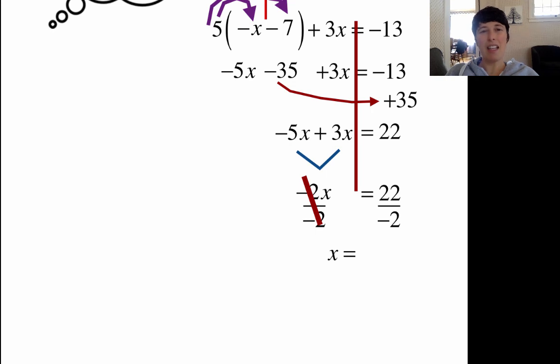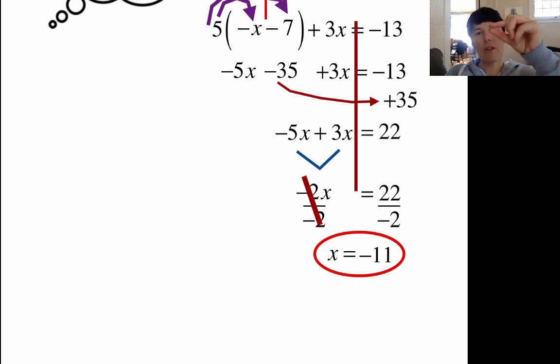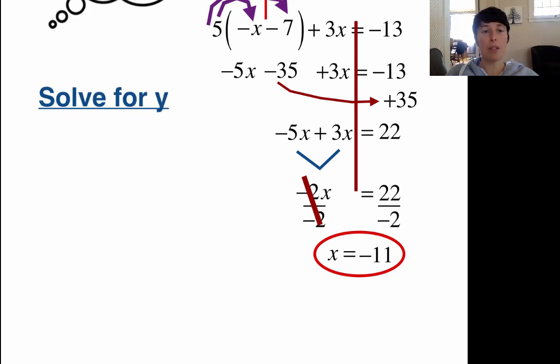That's negative 11. And there's our solution. So if I was to do my graph, I would have to go out to x equals negative 11 to find my point of intercept. Kind of glad I'm not graphing. But I'm not totally done. I don't know the y coordinate, so I still need to solve for y.